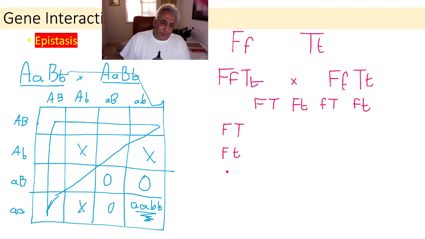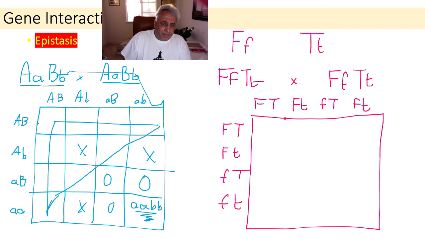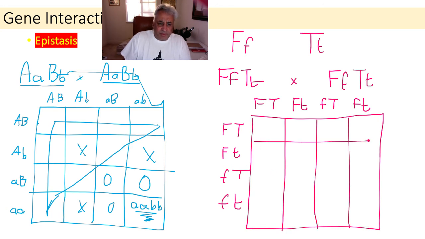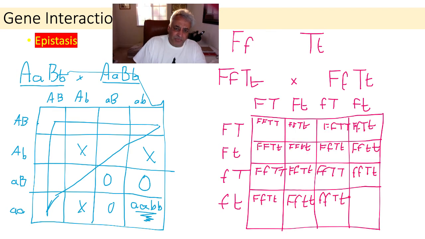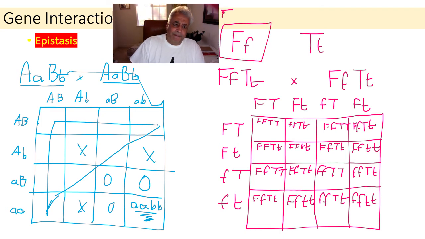So remember, we're looking for a 9 to 3 to 3 to 1 ratio in this particular case. So here we are. Let's put this across like this, and we'll put the columns in place, and then the rows. All right, so let's start putting things in. Big F, big T, big F, big T, big F, big F, big T, big T. So remember, this is the factory, and this is the truck.